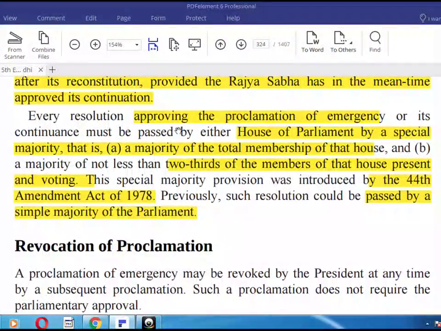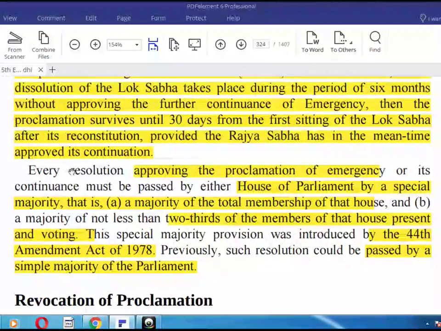So here, every resolution approving the proclamation of emergency must be passed by either House by special majority. That is the majority of the total number of members of that House, and then two-thirds of the members of that House present and voting. The special majority provision was introduced by the 44th Amendment Act 1978. Previously, such a resolution could be passed by a simple majority of Parliament.